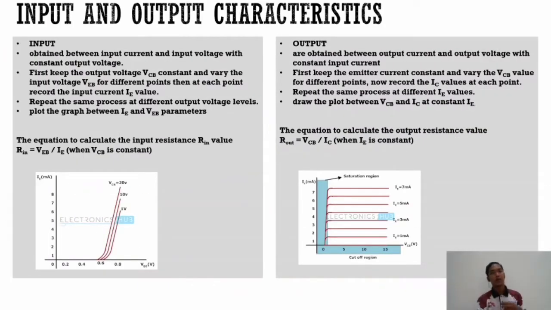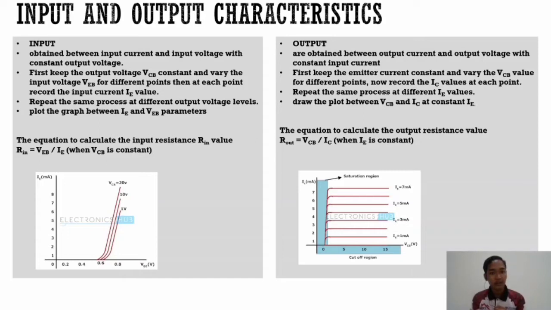Okay, this is the input and output characteristic for the common base configuration. For the input, this is obtained between the input current and input voltage with constant output voltage. Firstly, keep the output voltage constant and vary the input voltage for different points, then at each point, record the input current value. Repeat the same process at different output voltage levels, and lastly, plot the graph between input current and input voltage parameters. The equation to calculate is given.